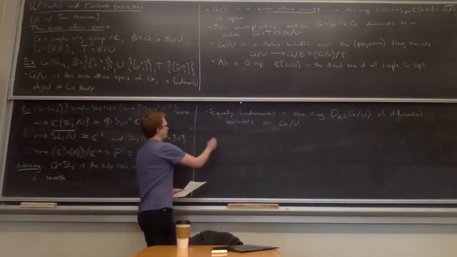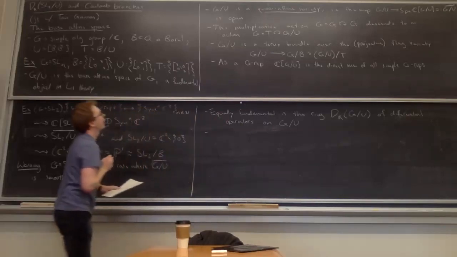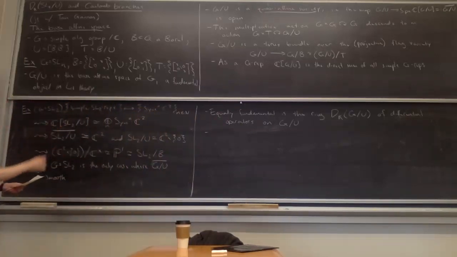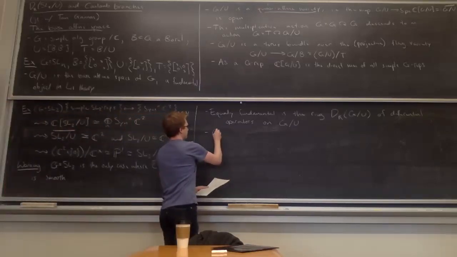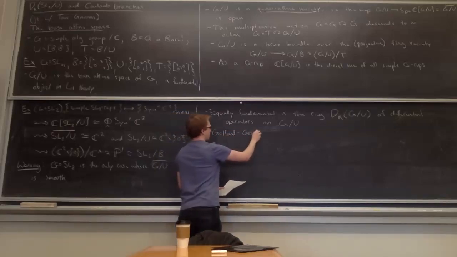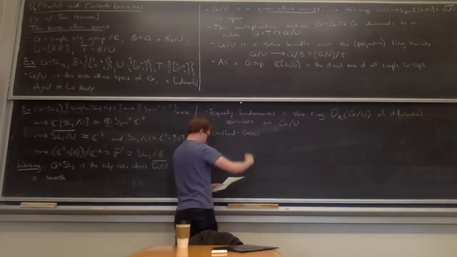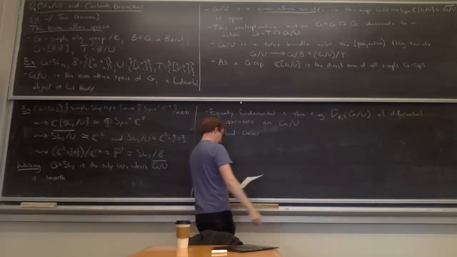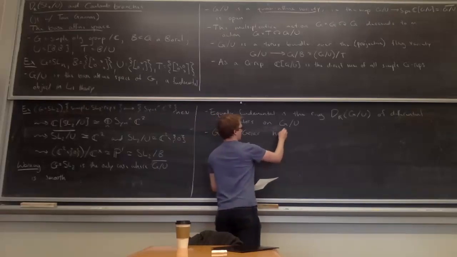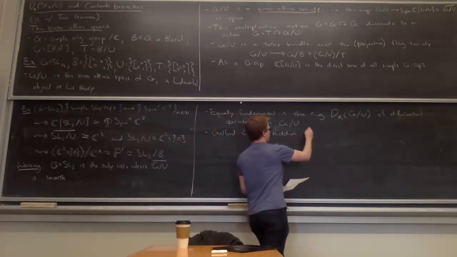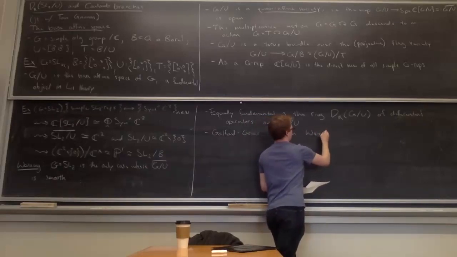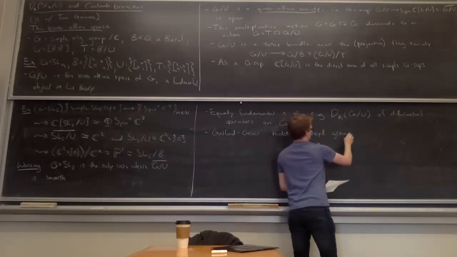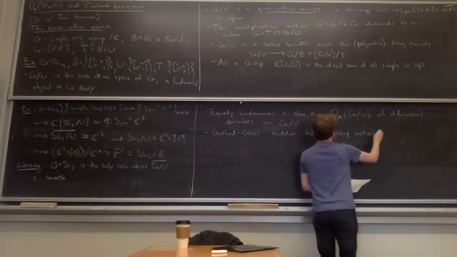One thing that's interesting about it, and is a new feature that's different from just studying G mod U itself, is that there are some interesting new symmetries here. This was a construction introduced by Gelfand and Graev, and they showed that there's a canonical action of the Weyl group on this ring.